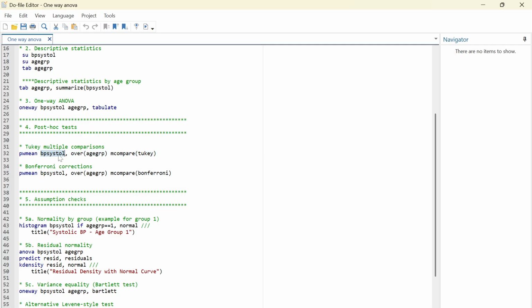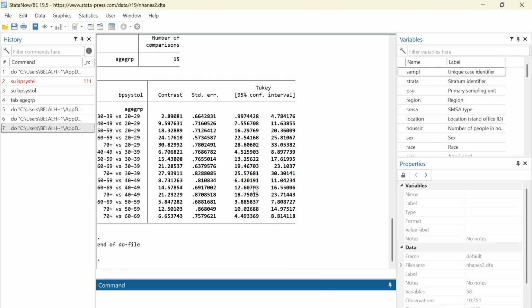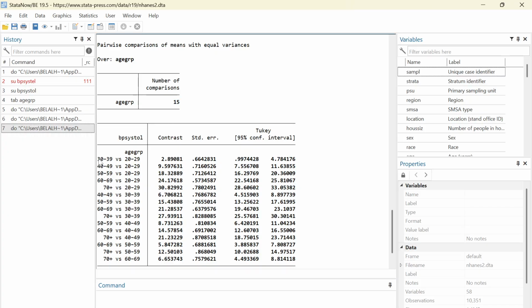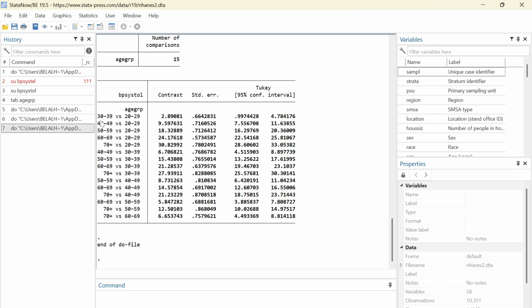Okay, so you select this command in the do file and execute the selection and go back to your Stata interface. As you can see, the number of comparisons of age group is 15, but we know originally we had 6 categories in the age group variable. So why do we have 15 comparisons? Because it's a pairwise comparison, meaning that each group is being compared with all the other groups, and not vice versa again. So that's why we have 15 group comparisons.